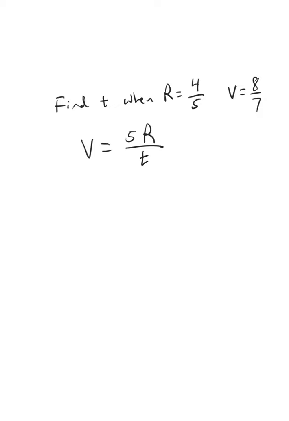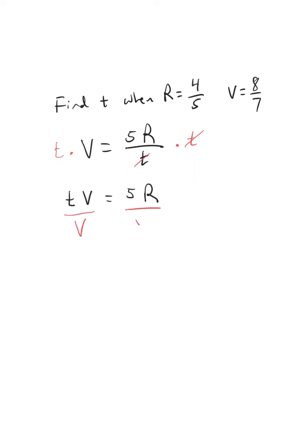So first, we think, oh, I have to clear out that fraction. We've done that before with numbers. Let's do it with the variable as well. Just multiply both sides by t, right? That clears out the fraction and brings that variable up over to the other side. So you have tV equals 5r.